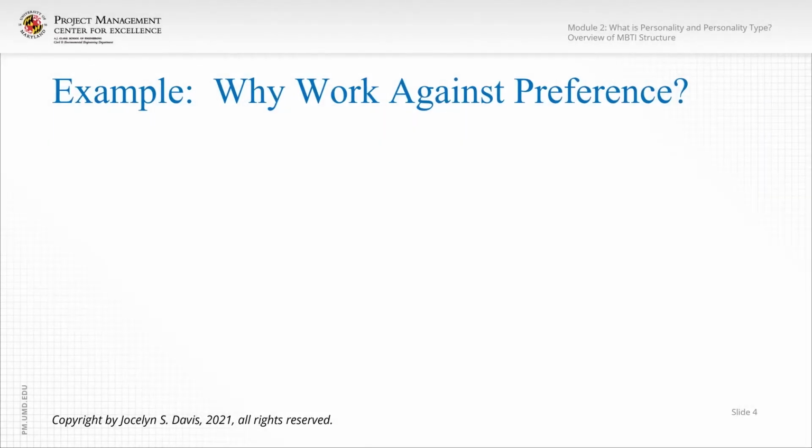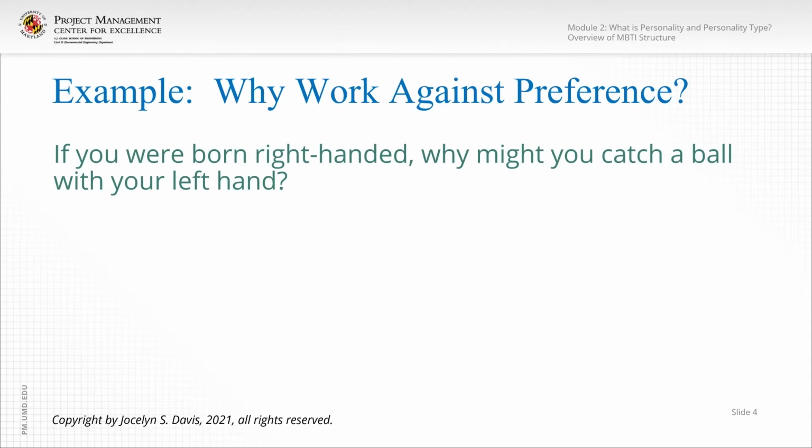Let's consider an example of why you might work against your preference. Say you were born right-handed. Why might you catch a ball with your left hand? Well, first, it might be the situation. It was simply easier for you to use your left hand. The ball was closer to it.